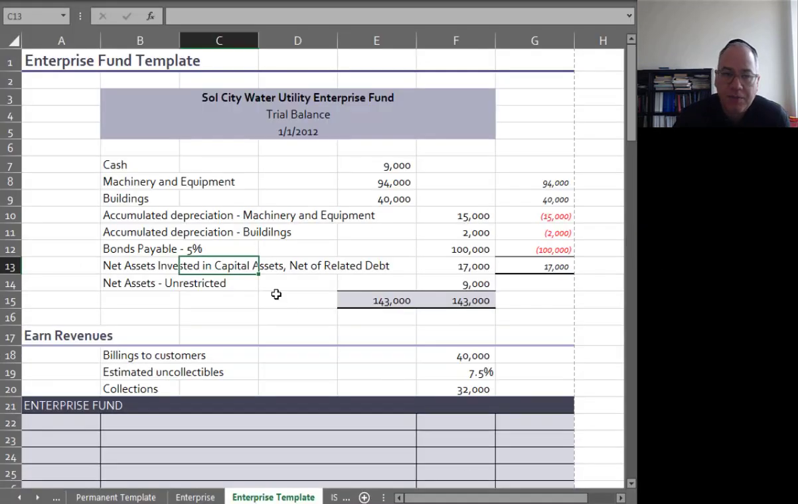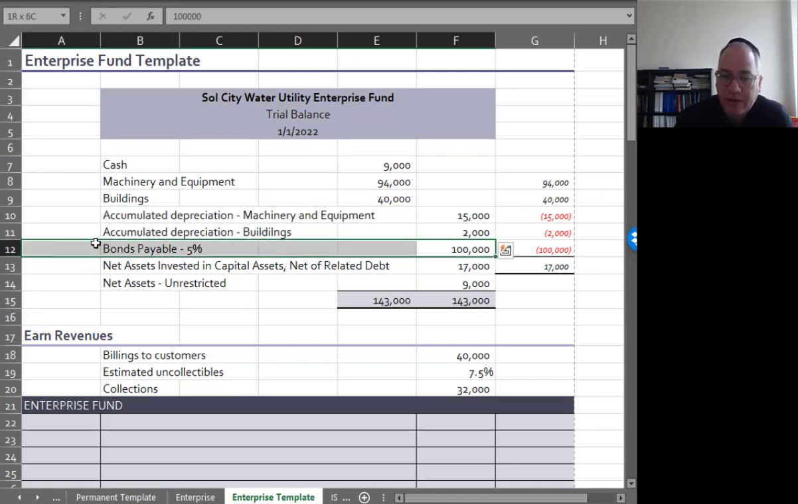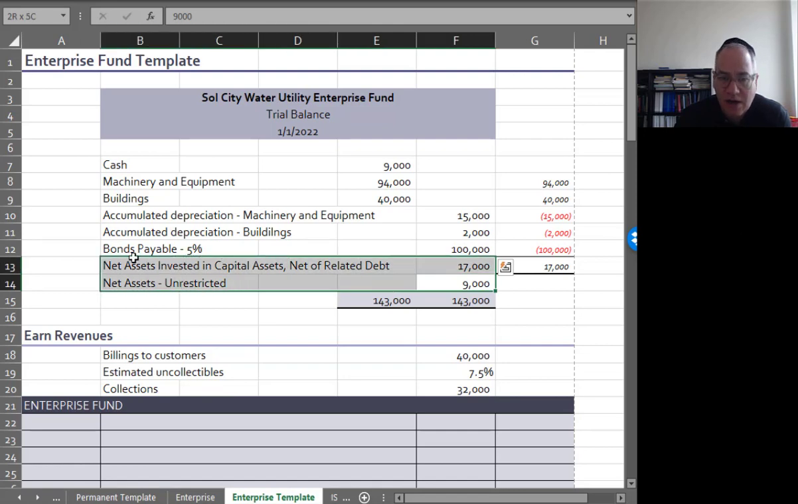Now here's a trial balance for Sol City Water Utility Enterprise Fund. Again, this is all from the book. I've got to update the year, sorry. Anyway, the assets we have are cash, machinery and equipment, and buildings. Then we have accumulated depreciation on the machinery and equipment and the buildings. We have a liability of bonds payable. And we have two areas of net assets here, which is like stockholders' equity: net assets invested in capital assets, net of related debt, and then net assets unrestricted.